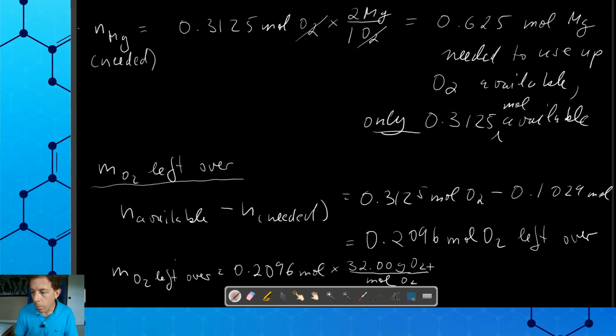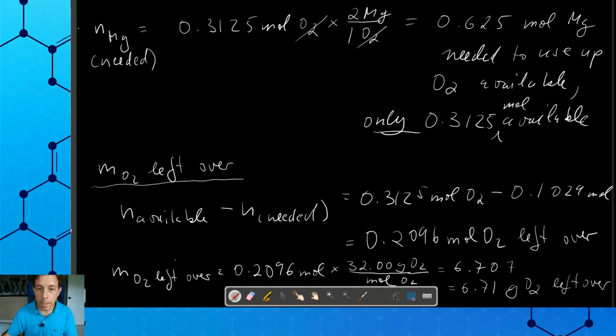So 32 grams of oxygen for every mole of oxygen. And if we do that, we end up with 6.7007. Since we're dealing with significant figures, this is really our final answer here. So we can write this as 6.71 grams of oxygen left over.